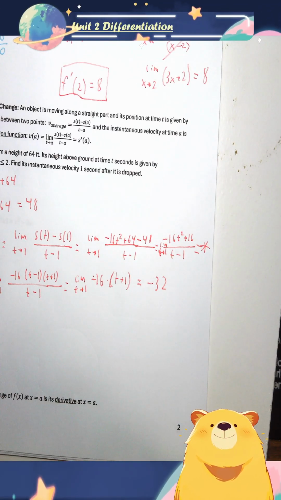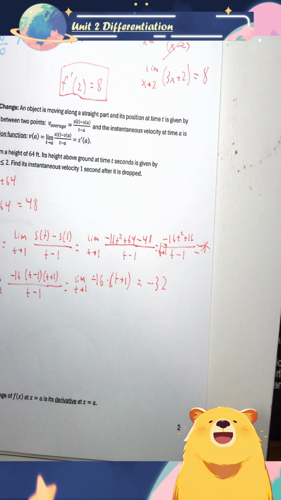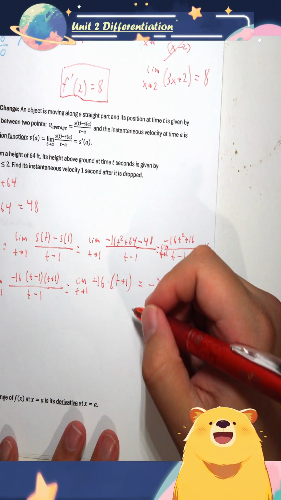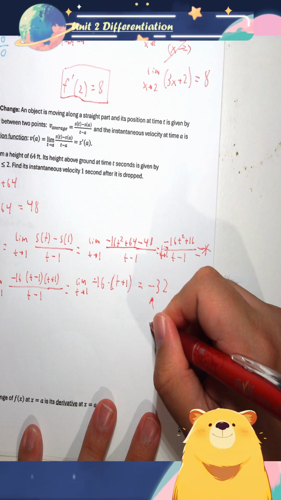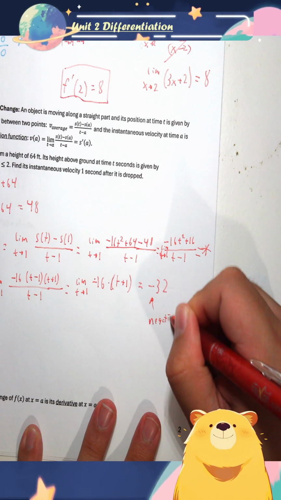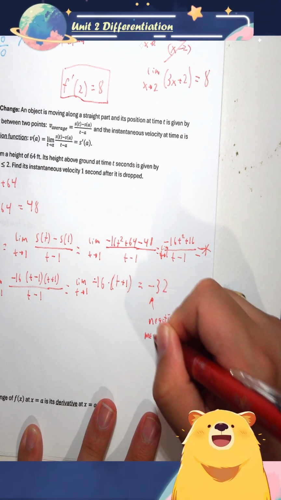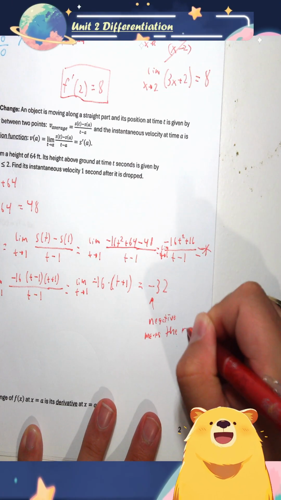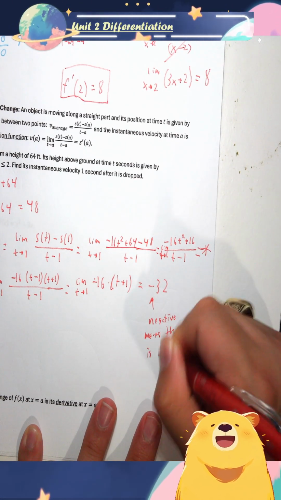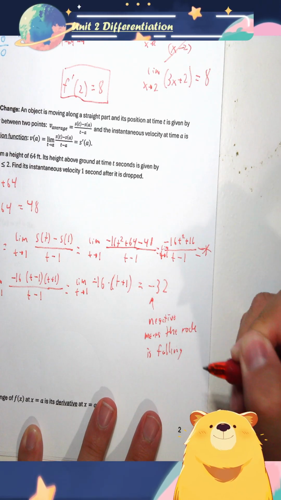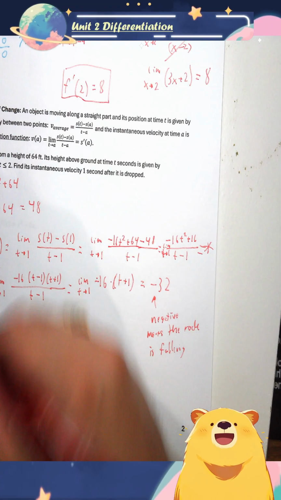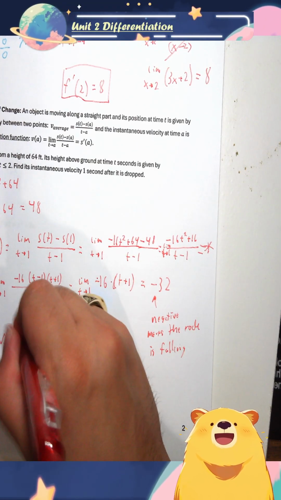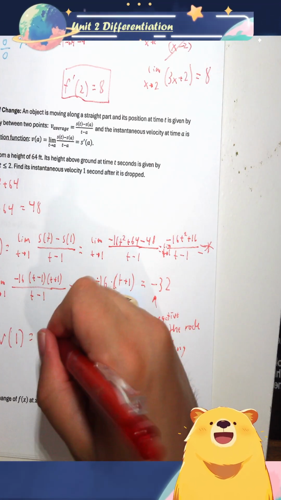Now, negative is a good thing because it is confirming this idea that the rock is falling down. So this negative means the rock is falling. And then the final answer can be written as v of 1 is equal to negative 32.